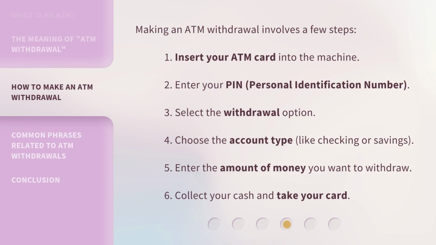Making an ATM withdrawal involves a few steps. 1. Insert your ATM card into the machine. 2. Enter your PIN, personal identification number. 3. Select the withdrawal option. 4. Choose the account type, like checking or savings. 5. Enter the amount of money you want to withdraw. 6. Collect your cash and take your card.